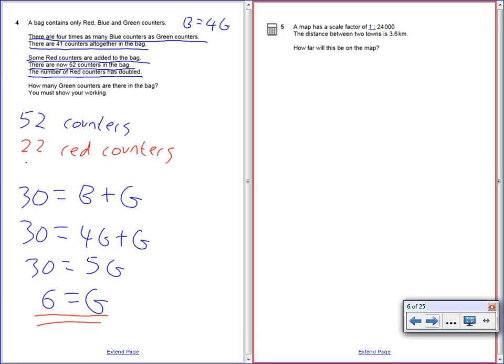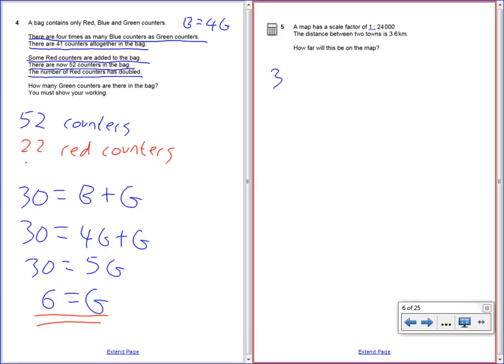Question 5, you're allowed the calculator on this one. A few different ways you can do this. The key thing is that a distance between towns will be given in kilometres, but on the map you want to be talking about centimetres really. So even though it didn't ask for units, give it in sensible units.